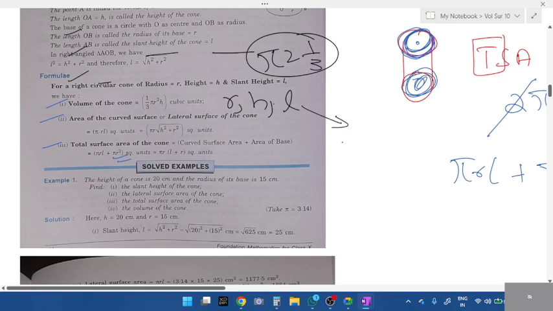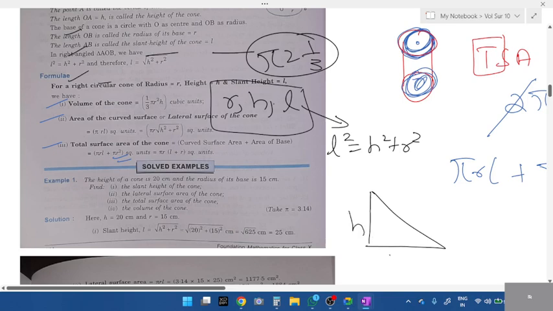For L, apply Pythagoras theorem. Remember, L square is equals to H square plus R square. The relation between these three. RH you have to remember. Apart from that, L. L square is equals to H square plus R square. Height, radius, L. L is the hypotenuse. Don't get confused with this H. This H stands for height, not hypotenuse.